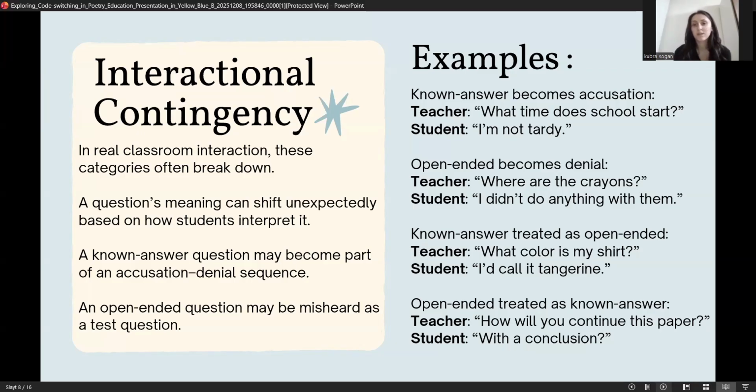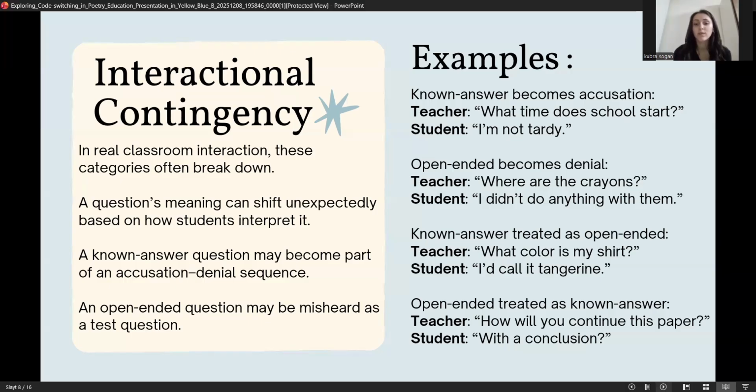Non-answer becomes accusation. The teacher asks, what time does school start? And the student answers, I'm not tardy. Open-ended becomes denial. Teacher asks, where are the crayons? And student answers, I didn't do anything with them. Non-answer treated as open-ended. Teacher asks, what color is my shirt? Student responds, I'd like call it tangerine.